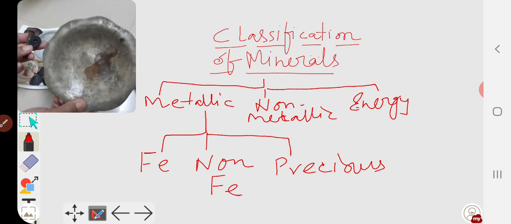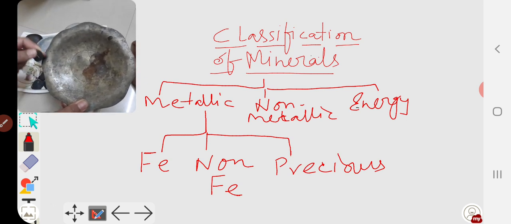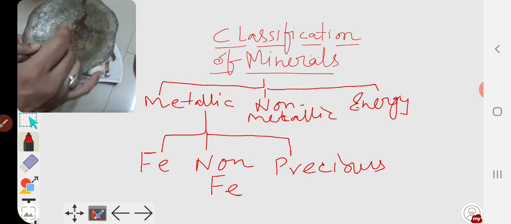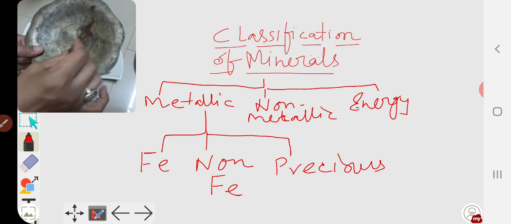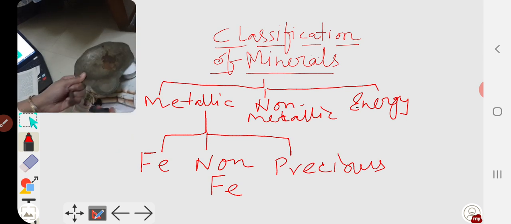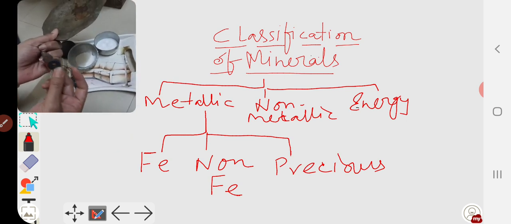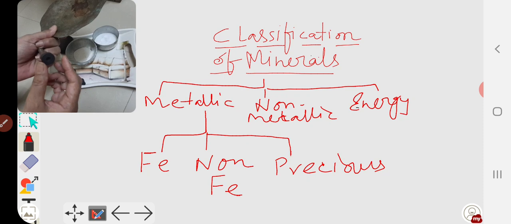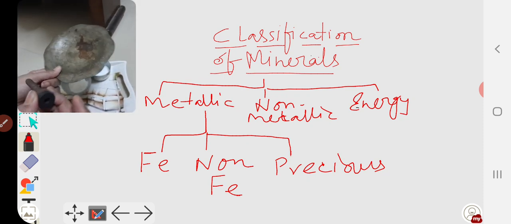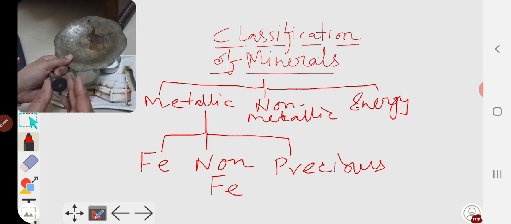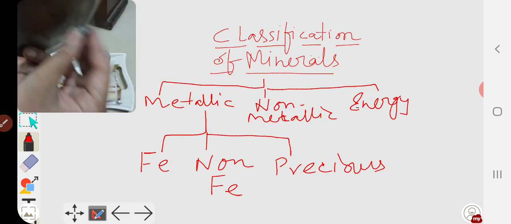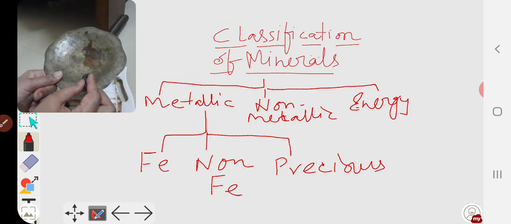Now just see. Here it is not coming. I'm just keeping it, and it's not creating any contact. But here you can see it's nicely coming. So what does this indicate? It is also a metal, but here, because it has iron content, the magnet has an attraction. Here there is no iron content, so there is no attraction.